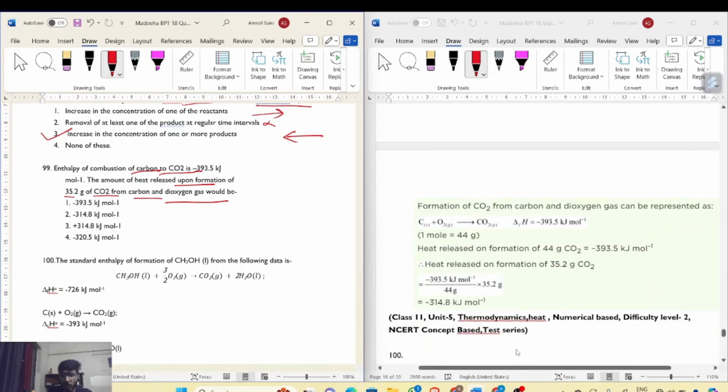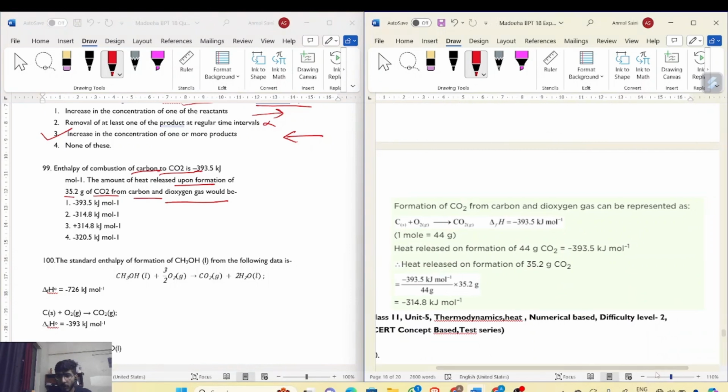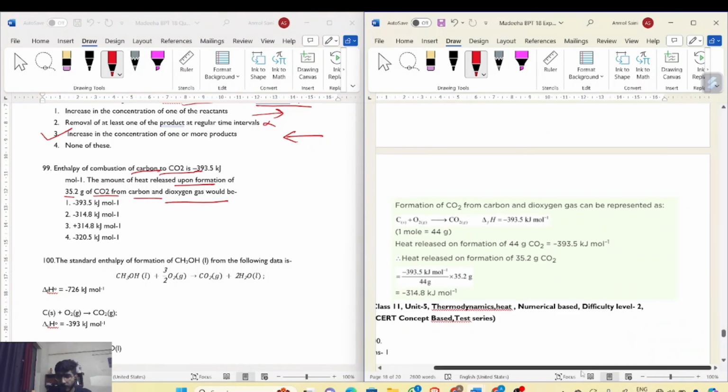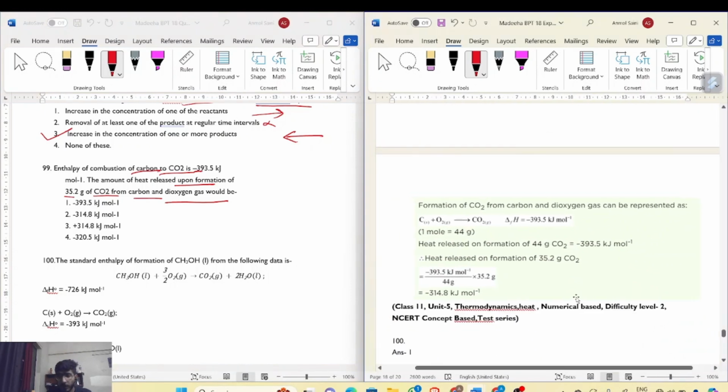So first of all, here we are given the enthalpy of combustion of carbon. The enthalpy of combustion of carbon is minus 393.5. Now, heat released on formation of 44 gram of CO2.